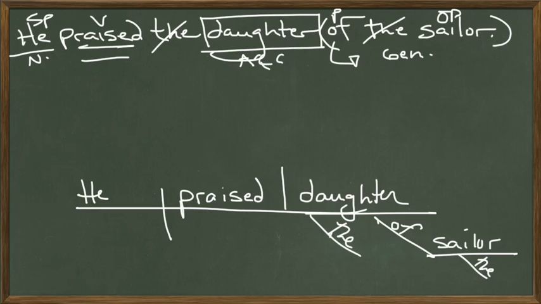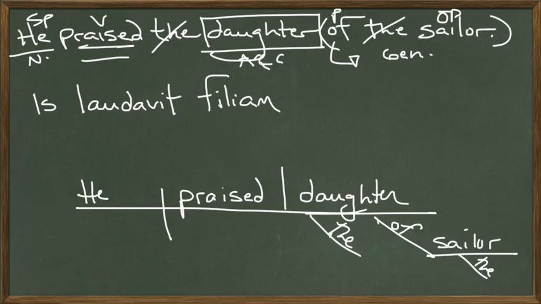And in Latin, he is is. Laudavit is praised. Is laudavit. So filia is daughter, but because it's accusative, we'll change it to filiam. It's accusative and we're only talking about one. Accusative singular. Filiam. Is laudavit filiam.